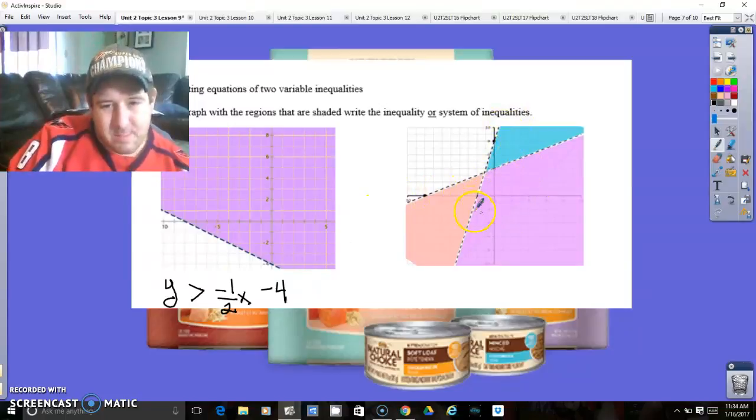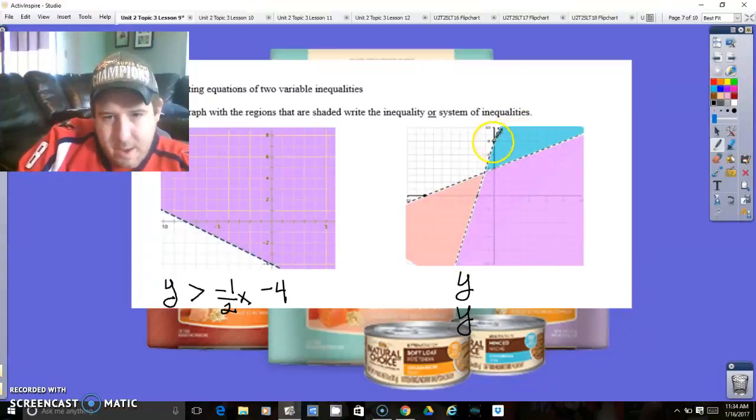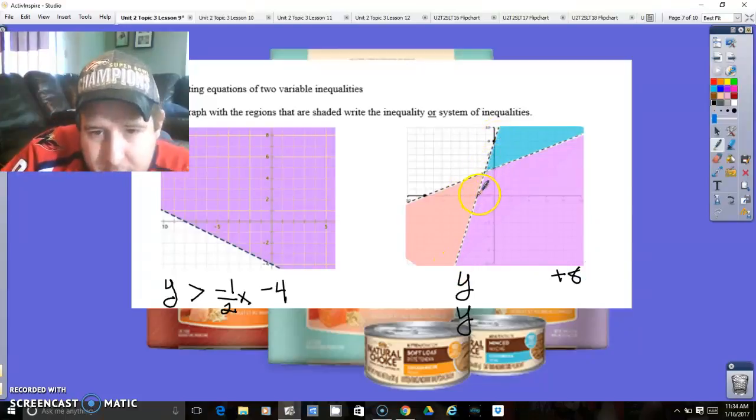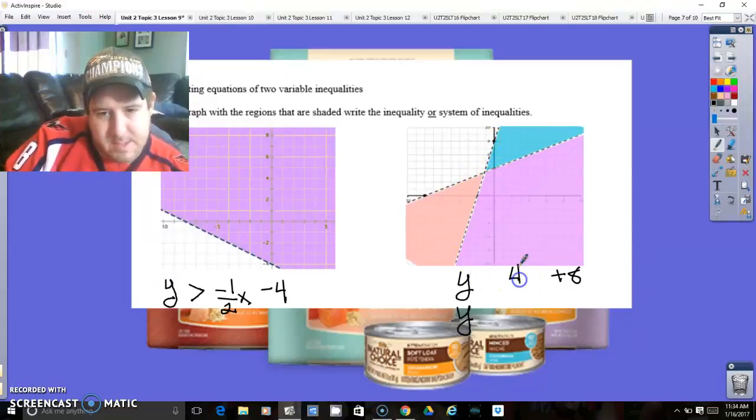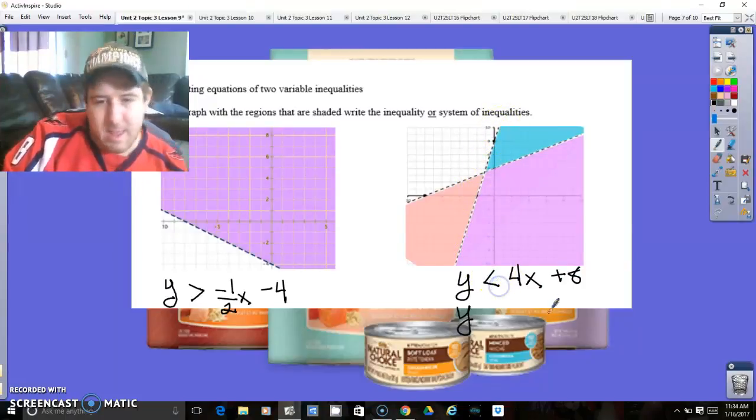So this one's a system of inequalities, which means the purple is the answer because the blue part only meets the constraint of this line. It's not below this line also, and the pink only represents the constraint of this line. So we want something that's going to represent both, which is the purple part. So I'm going to start with this line right here. It looks like it crosses at 8. If y represents the answer, we also need the slope, and I'm looking closer. It looks like it's up 4, right 1, up 4, right 1, so that means it has a slope of 4. So 4x plus 8 is this boundary line, and it has to be below but not equal to.